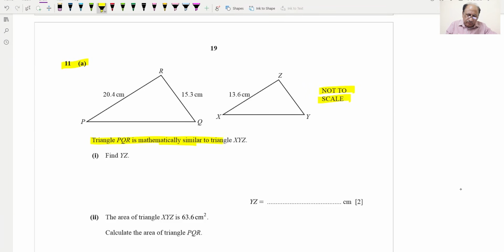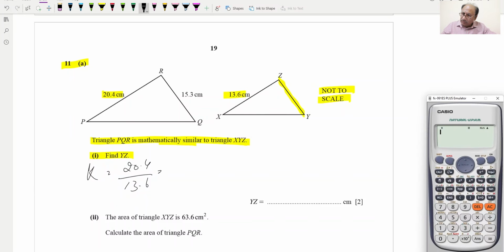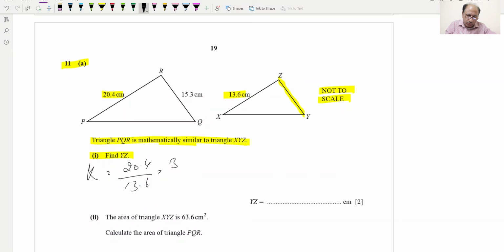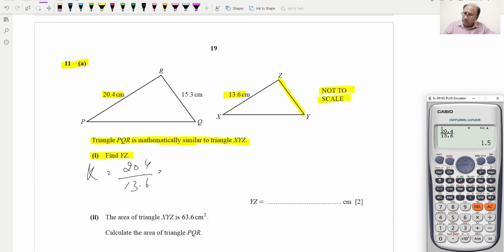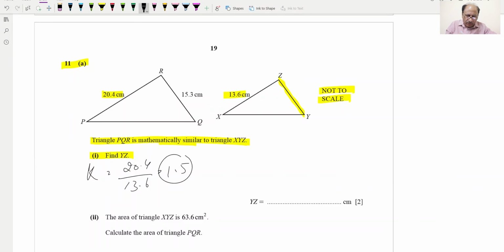Triangle PQR is mathematically similar to triangle XYZ. We have to find YZ. YZ is this section. So we will find the conversion ratio from here, and K factor will be equal to 20.4 divided by 13.6, and we can use the calculator. So it will be 20.4 divided by 13.6, and it results in 3 by 2. Or we can write in decimal, which will be 1.5. So 1.5 is the K value.